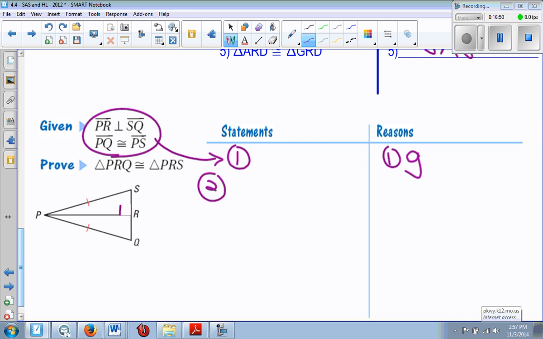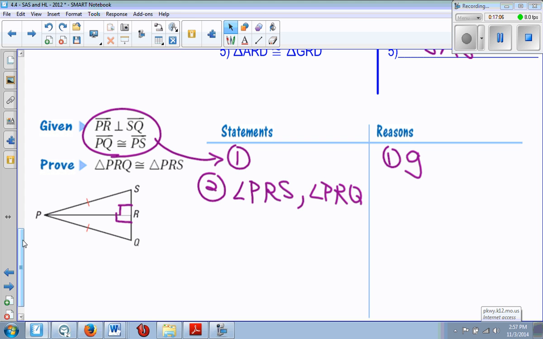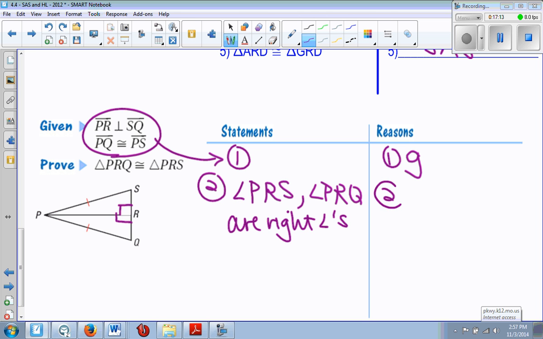Those angles would be here that I'm labeling in purple. One of them would be angle PRS, and one of them would be angle PRQ. So all I'm going to state is that they're right angles. Okay, now here's why that's important. And the reason why is going to be definition of perpendicular. That's what perpendicular means. Those 2 sides intersect at a right angle.